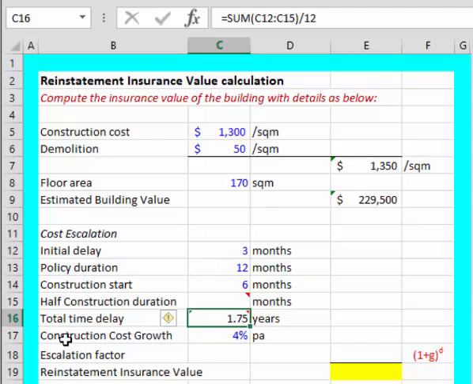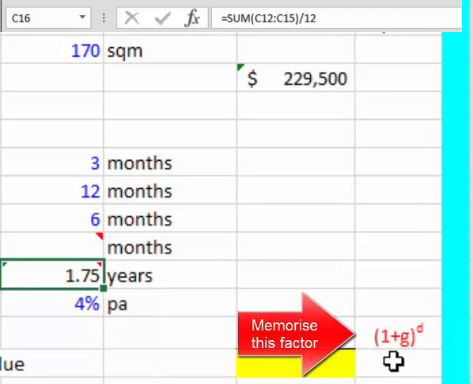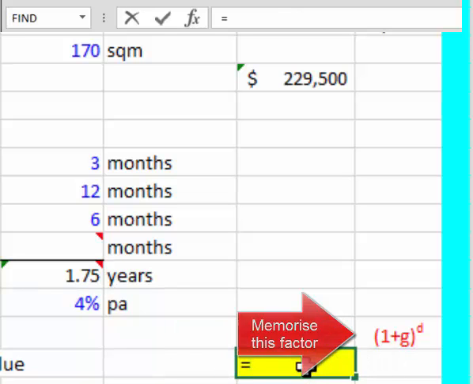If the construction costs are growing at a rate of 4% per annum, what it means is we need to increase our figure up here by that 4% over the delay period. And we do that using this little formula here, 1 plus g raised to the d. That's simply a compounding formula, the familiar finance factor that we put in for the time value of money or for the escalation or inflation effects. All of those things use the same expression, which we need to be very familiar with. So let's put it in now.